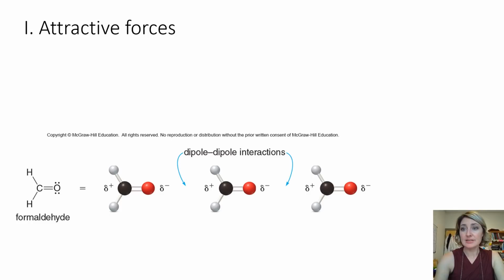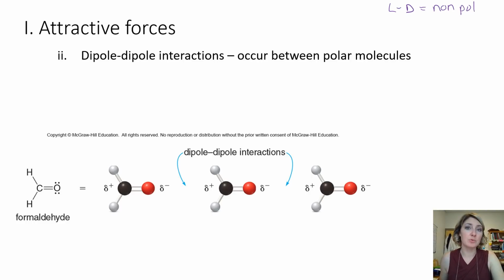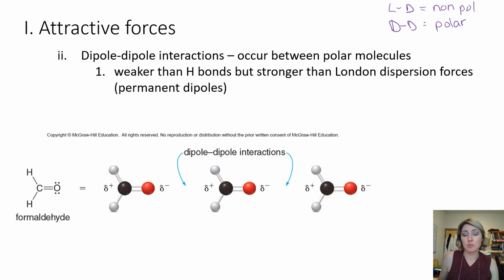All right, so we've already established that London dispersion forces are our weakest forces, and those are between nonpolar molecules. The next type of force, which is a little bit stronger than London dispersion, is dipole-dipole interactions. Dipole-dipole, I'm going to add to my list. These occur between polar molecules. So you have to have unequal sharing of electrons in order for them to exhibit a dipole-dipole interaction. On the big list of things, these are stronger than London dispersion forces, but they're weaker than hydrogen bonds.